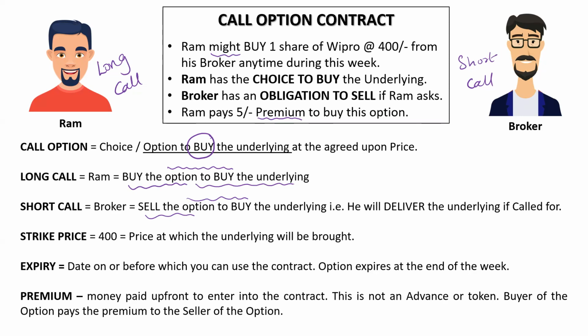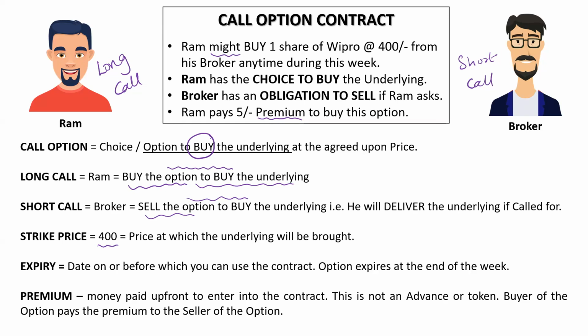The strike price is the agreed upon price at which the transaction will happen. So in our example, the strike price is 400. Expiry is the date on or before which you can use the contract. So from our example, Ram can decide whether he wants to buy the share of Wipro from his broker and he has 1 week to decide. He can do it anytime during the week. But he cannot do this next week because this particular option is expiring at the end of the week.